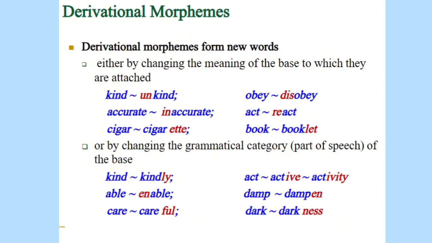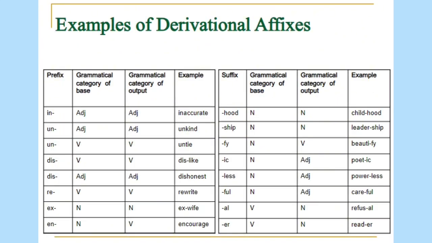Derivational morphemes form new words. Suppose we use the word kind and a new word is formed, unkind. So, the meanings are different. You can go through these examples for your reference. This table gives you examples of derivational affixes. You can pause the video and go through each one of these in detail for your exam purpose.